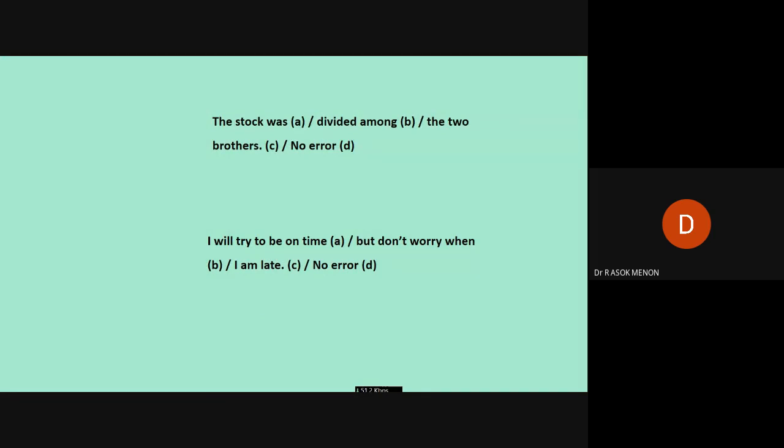The stock was divided among the two brothers.